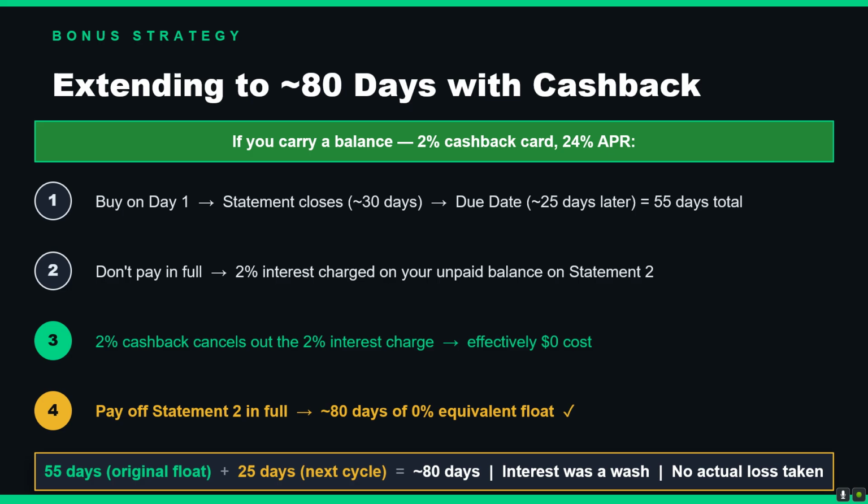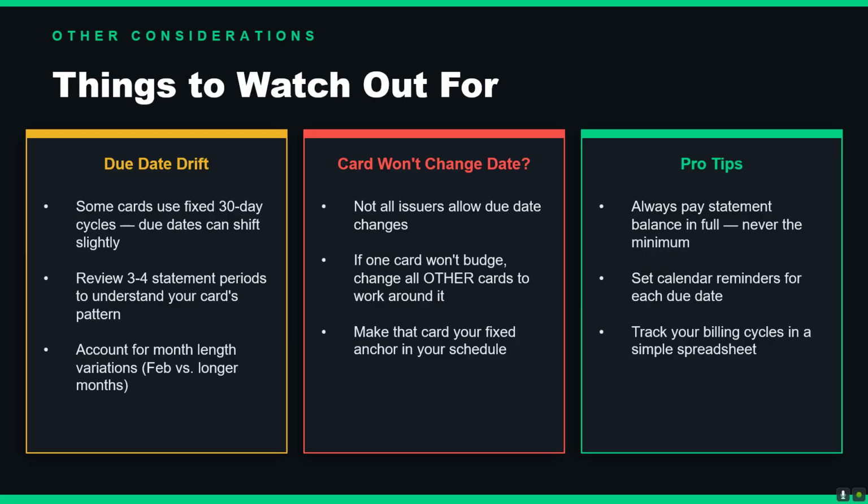And so I think of it as functionally canceling out that first cycle of interest. And so you're going to get another statement cycle. And if you can pay it off by then, it's kind of the equivalent of getting 80 days of float, because that 2% cash back canceled out your first cycle. And so it's almost like you're not going to see a real charge until like day 105.